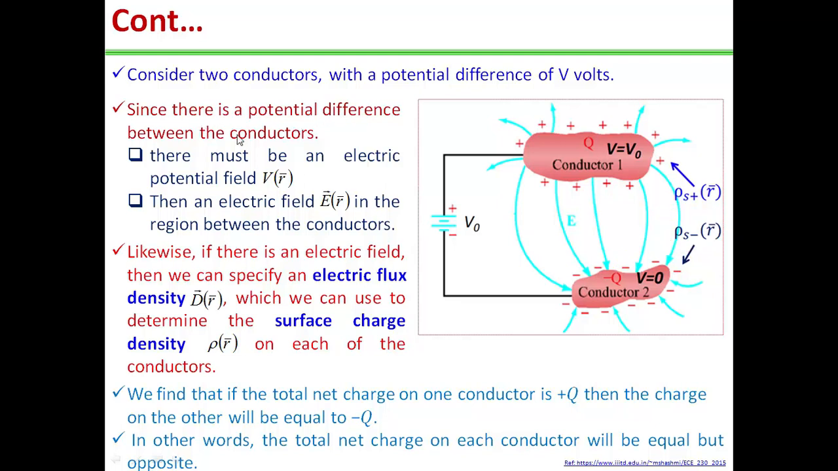Since there is a potential difference between the conductors, there must be an electric potential field, that is V, and then an electric field in the region between the conductors. Likewise, if there is an electric field, then we can specify an electric flux density D, which we can use to determine the surface charge density rho on each of the conductors by using Gauss law. We find that if the total net charge on one conductor is plus Q, then the charge on the other will be minus Q. In other words, the total net charge on each conductor will be equal but opposite.